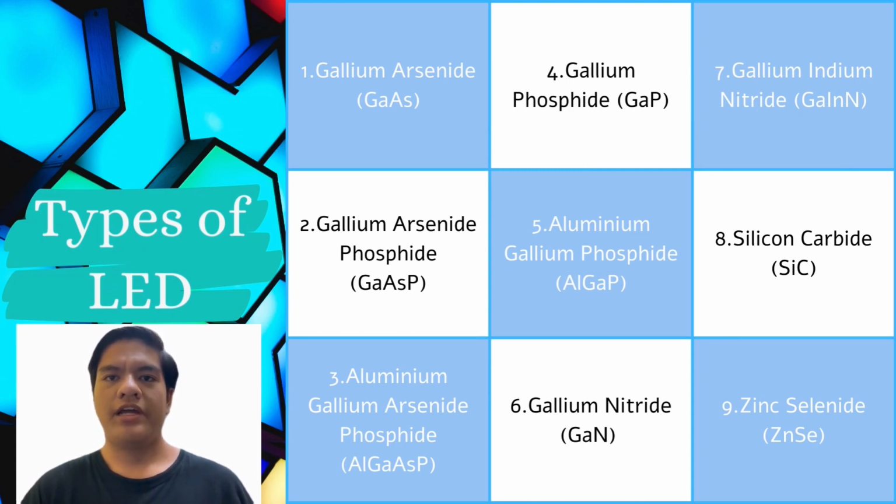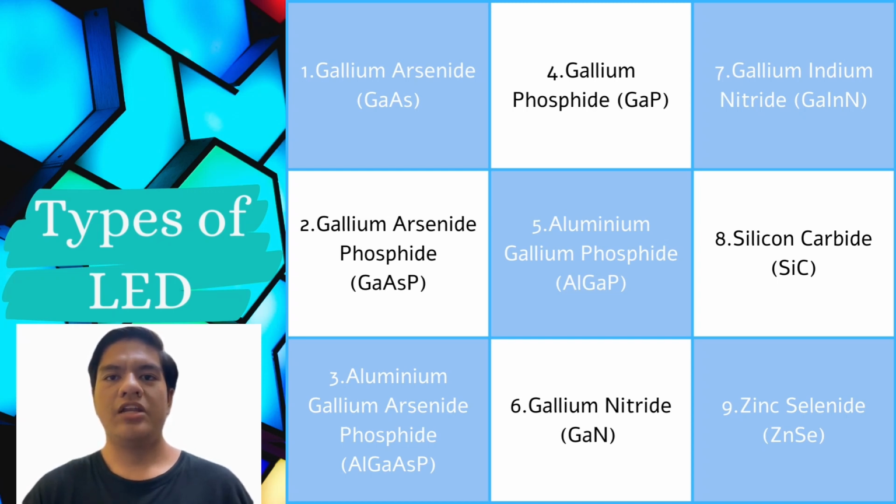There are many types of LED. Number one is gallium arsenide. This type of LED is used in the manufacture of devices such as infrared light emitting diodes. Next, number two is gallium arsenide phosphide. This type of LED is used for manufacturing red, orange, and yellow LEDs. Number three is aluminium gallium arsenide phosphide. This type of LED is used in the manufacture of high brightness LEDs for red, orange, green, and yellow color to form the heterostructure emitting light.